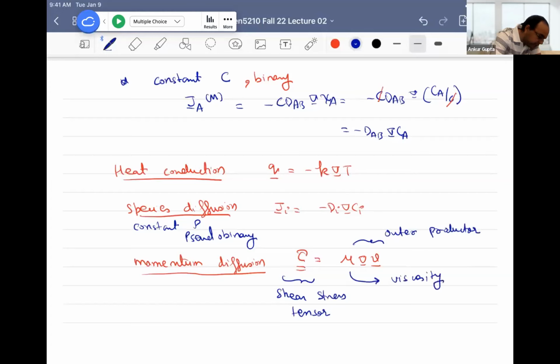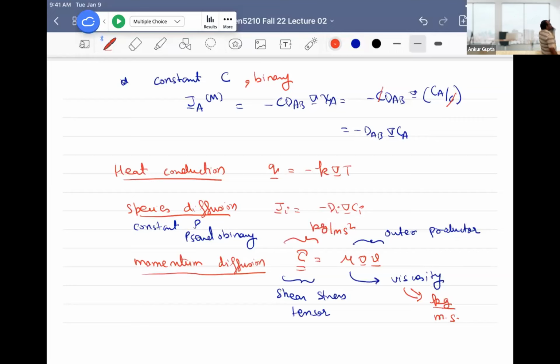I will just tell you the units right now. Units of shear stress are kg per meter second squared. And the units of viscosity are kg per meter second. Okay, this is just for completeness, and we'll discuss this in a lot more detail later.